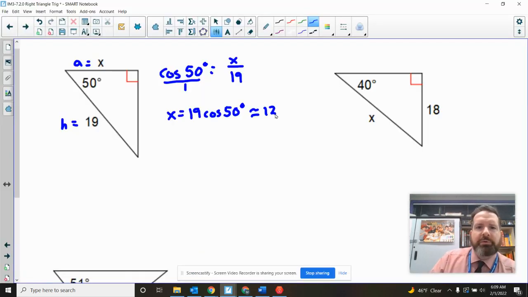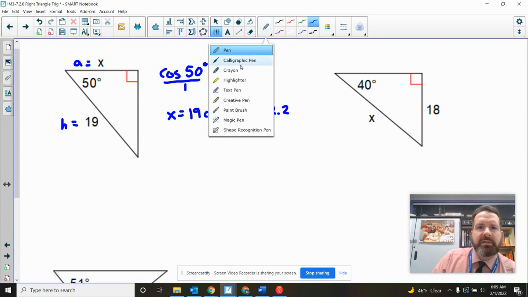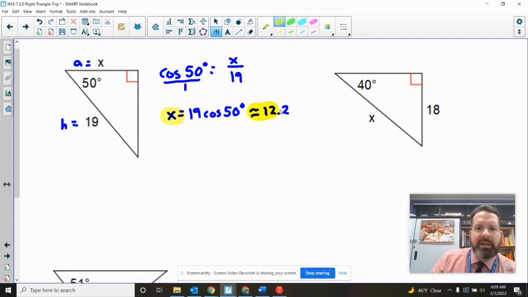And again, check for reasonableness. As I'm looking at my picture, the 19, that's the long side. So yeah, this should be a little bit shorter, but maybe not tons and tons shorter. It seems reasonable. Now, when I talk about reasonable, I mean, if I would have gotten, say, a 30, or if I would have gotten a 0.5, we should know right away that something's probably not right there. 12.2 seems like something that could be working there.